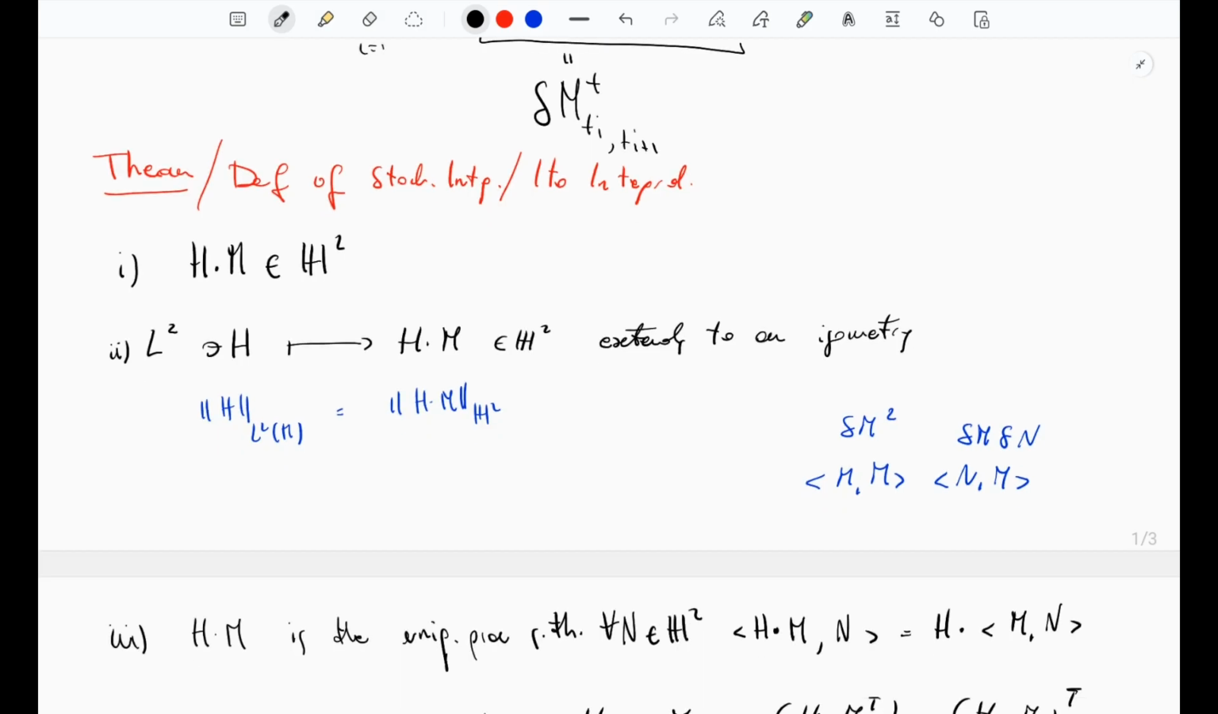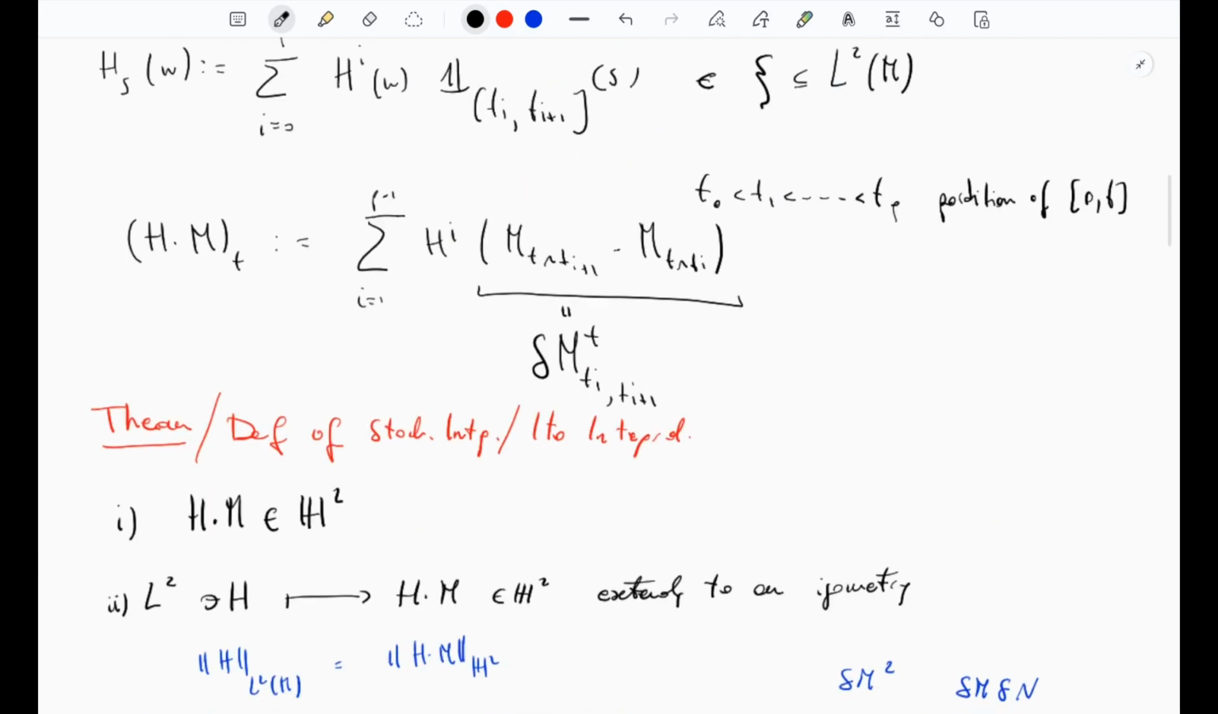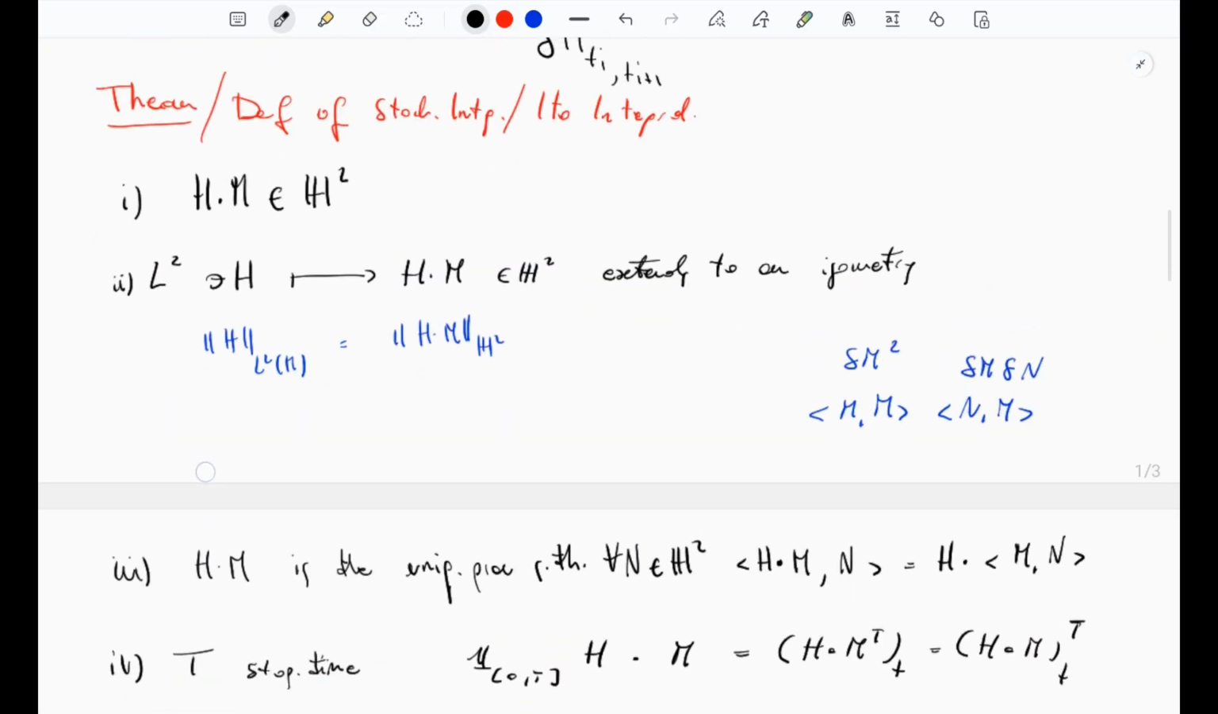But mathematically, that's what's going on behind it. So the idea is you define everything for binary martingales. You prove it. How do you prove it?